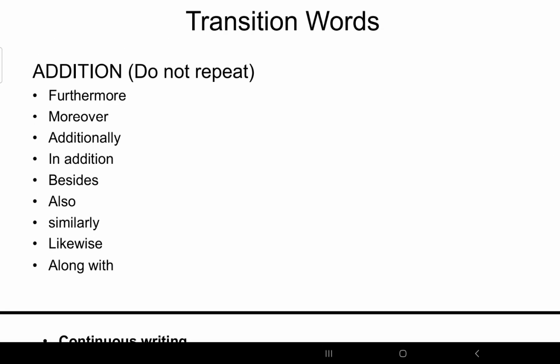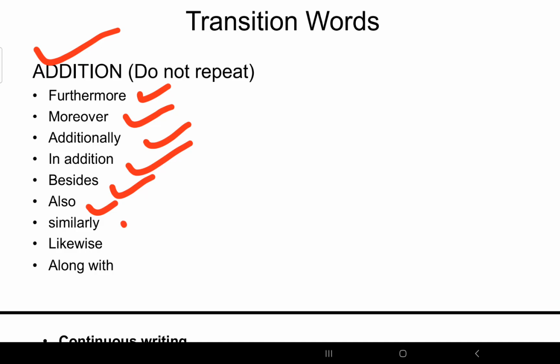These are transition words, and there's one thing: in this new summary that you are going to write according to the paper pattern of 24-26, we do not need transition words like however or something that presents an opposite idea. We just need transition words of addition, like furthermore, moreover, additionally, in addition, besides, also, similarly, likewise, along with, and many more.